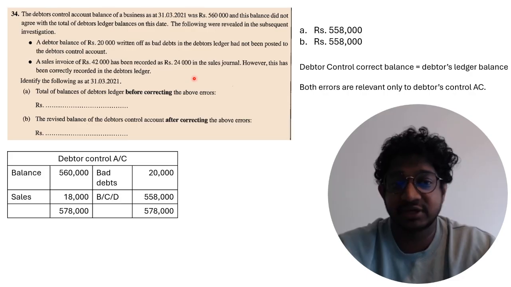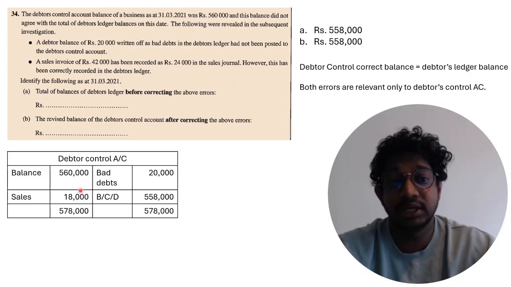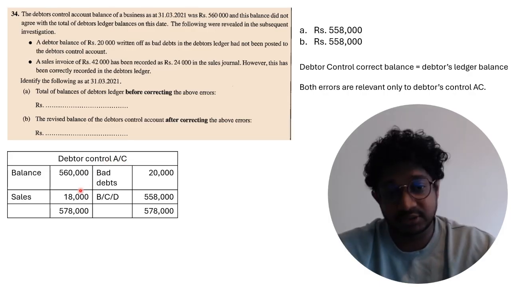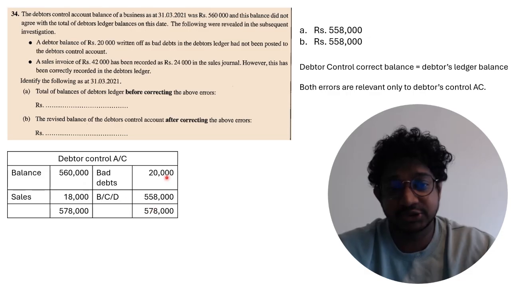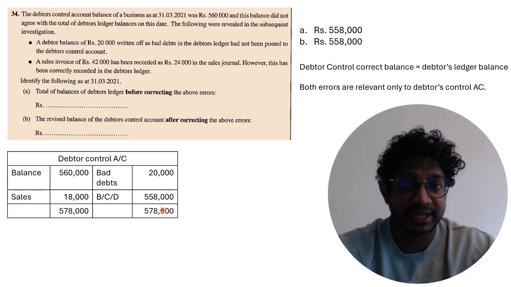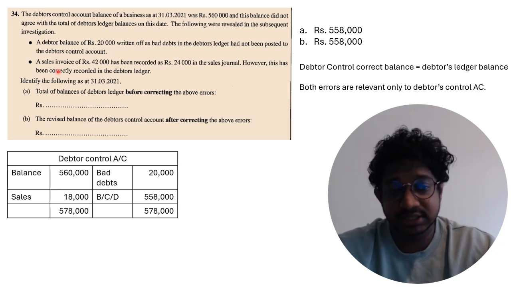So that is only affecting the debtor control account, right? So the difference is 18,000. So that 18,000 you should debit to the debtors control account, right? So your correct debtor control account balance is 558,000. And these two errors are only affecting the debtor control account. That is not affected to the debtors ledger, right?